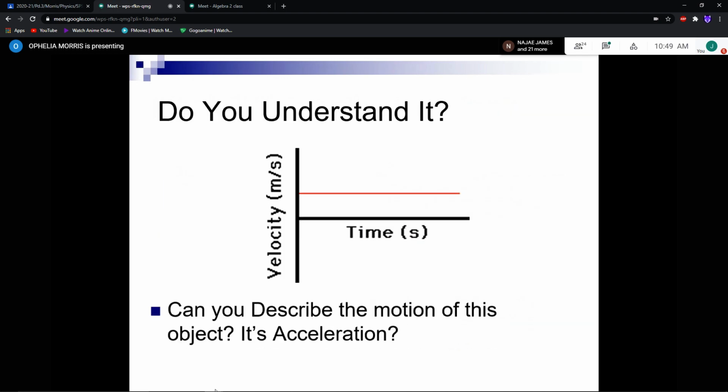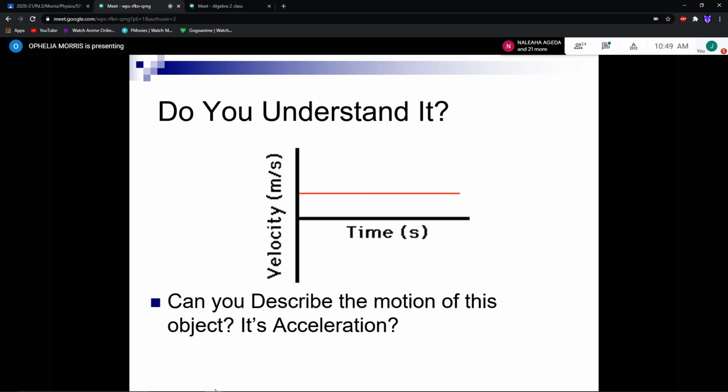Now this one, can anybody tell me what this one is? So draw the graph and tell me, can you describe the motion of this graph? It'll stay constant. If you describe it right, you'll say that it's constant. What is constant? The velocity during the time. So constant means it's not changing, right?